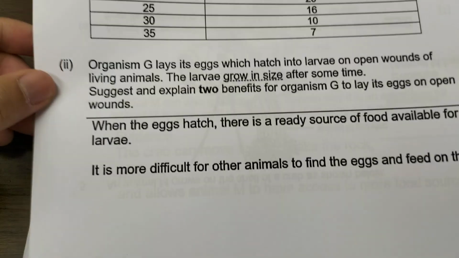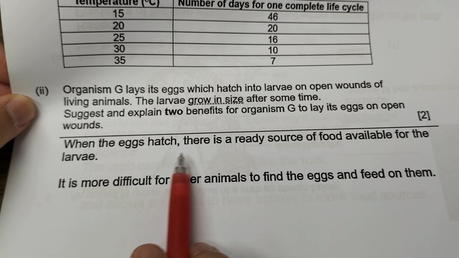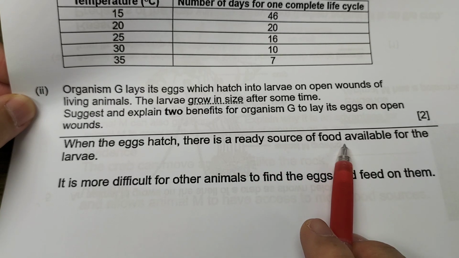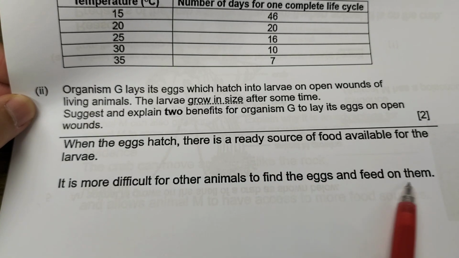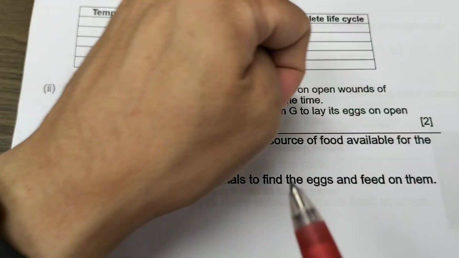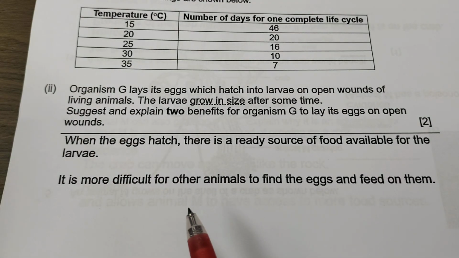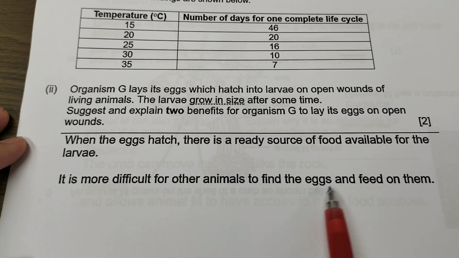Now, so what answers did we give you? So for example, this is the other answer, the alternative answer. Most of you who can get 1 mark managed to talk about the ready source of food. Now, this part I didn't see in any of my groups. When it's inside the wound, remember, it's inside the wound, predators find it hard to find. They can't even see the eggs, right? So how do they find them? So it's difficult for other animals to find the eggs and eat them.